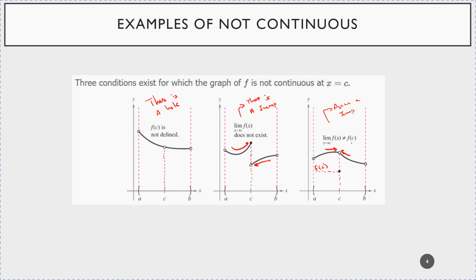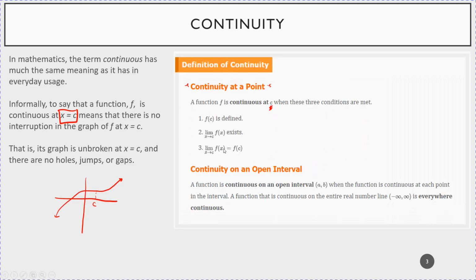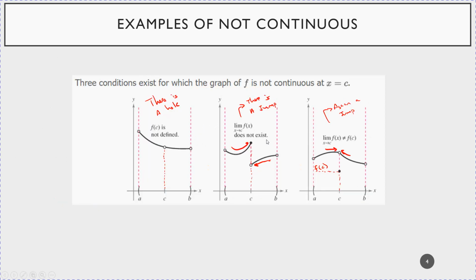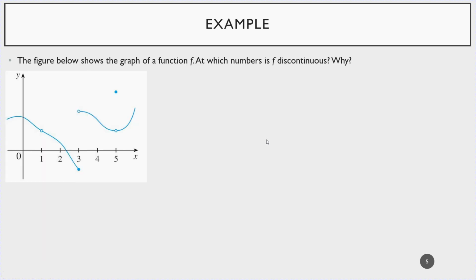Okay. So these are all cases where it's not continuous. To be continuous at a point, you need to have all three of these hold, okay? All three of these hold. So let's look at this figure here.